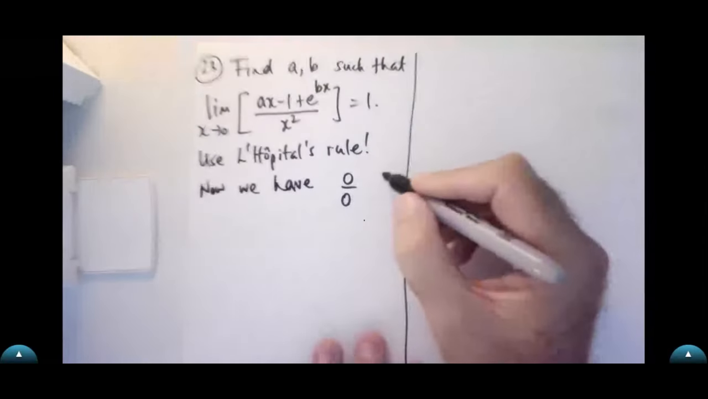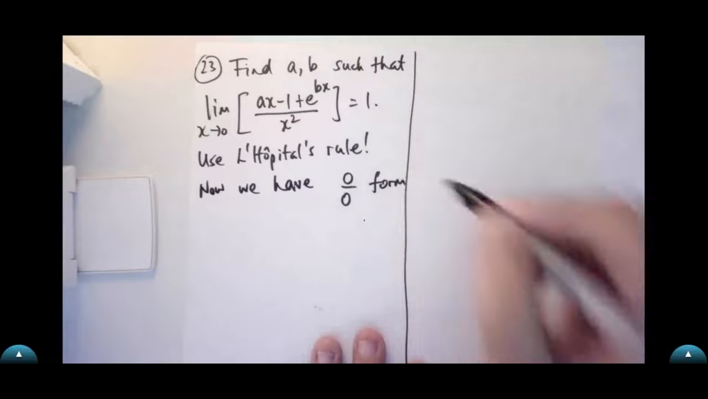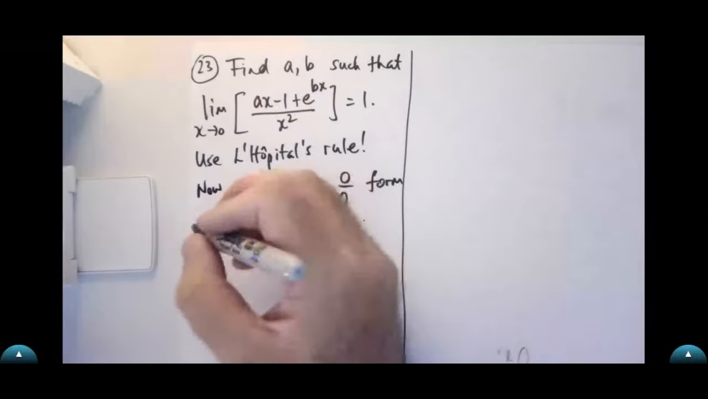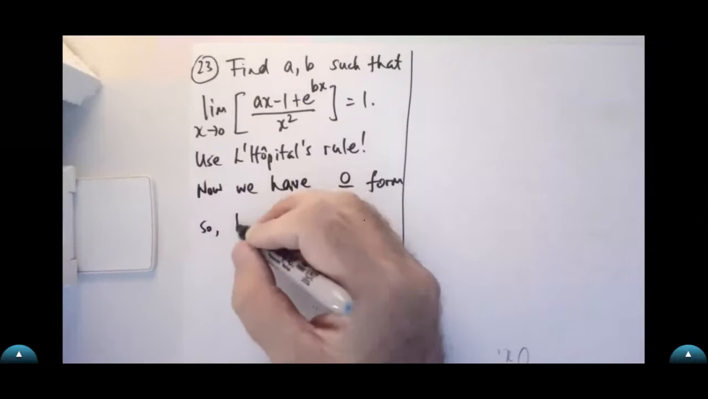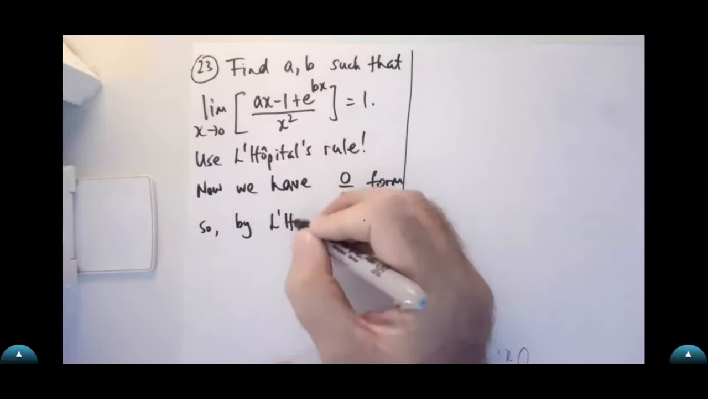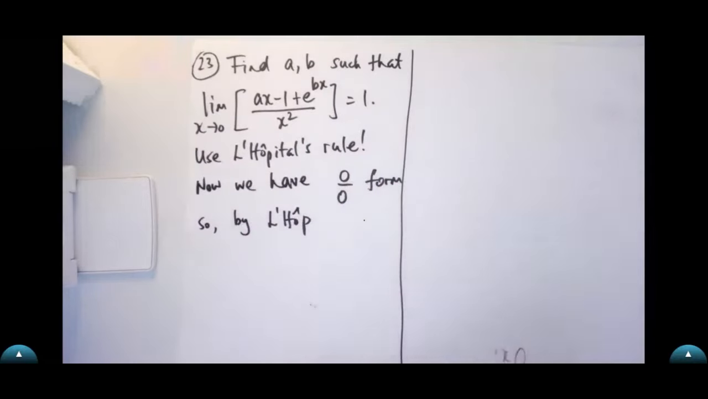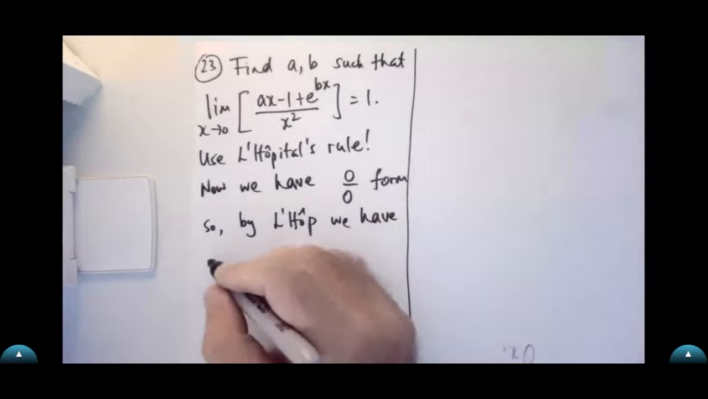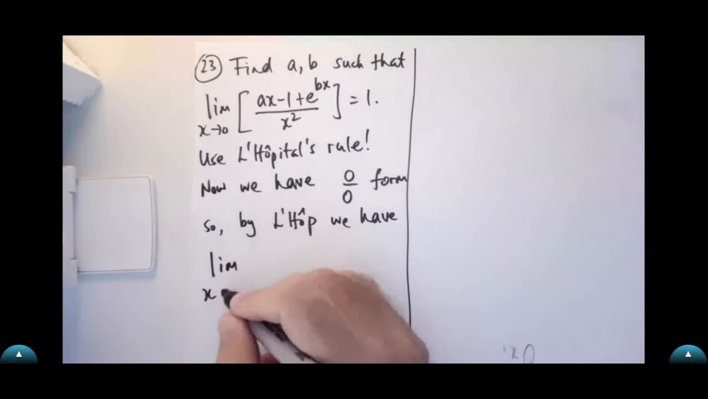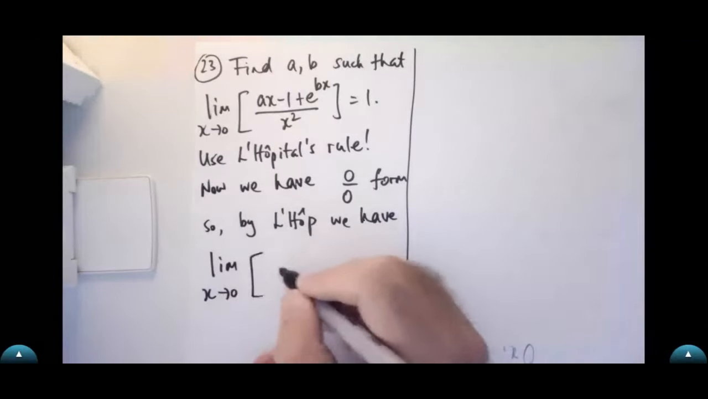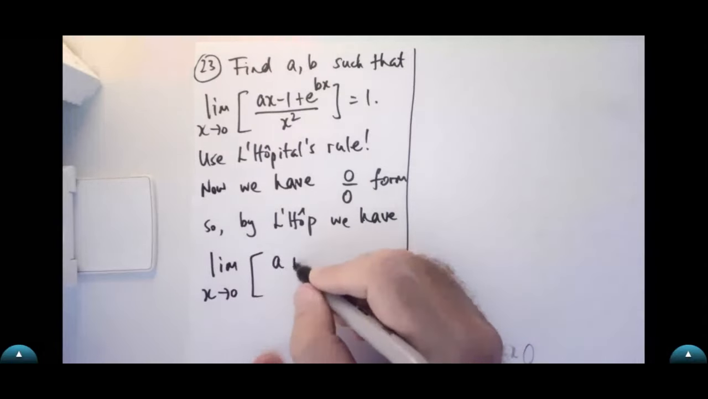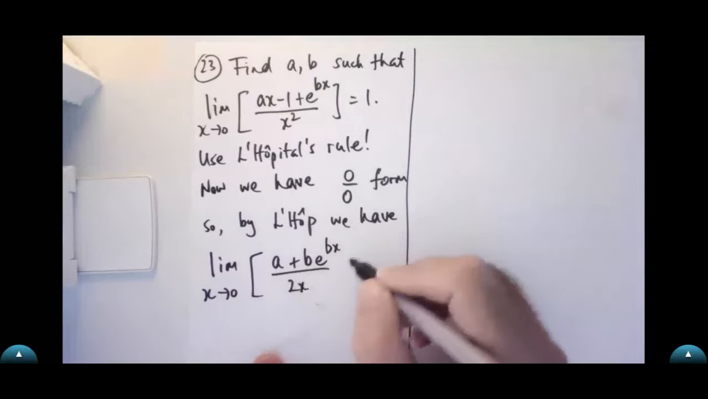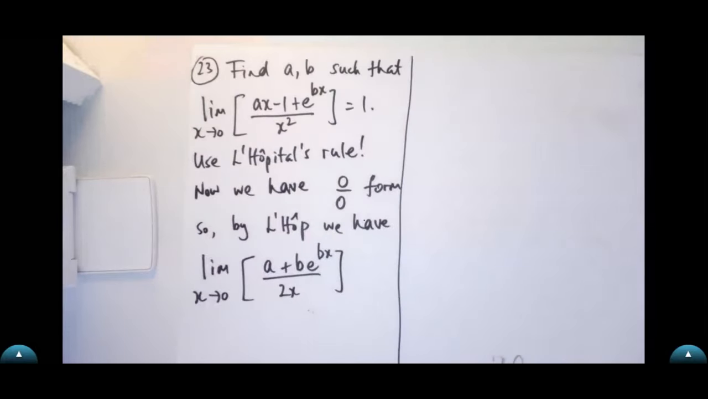The 0 over 0 form, which is the indeterminate form, if we put in x equals 0 here and here. So by L'Hopital's, let's differentiate the top. So I'll get a plus b e to the bx all over 2x.